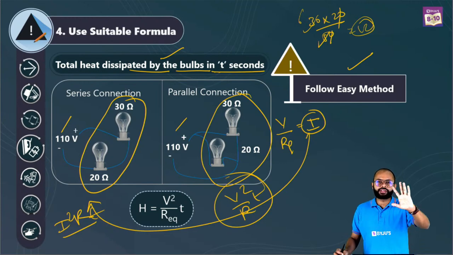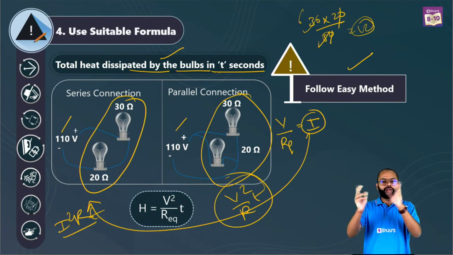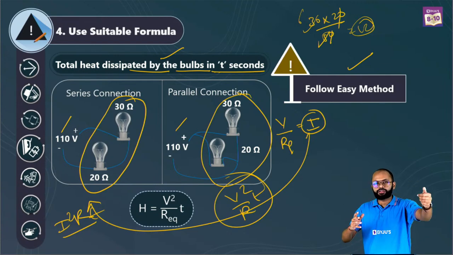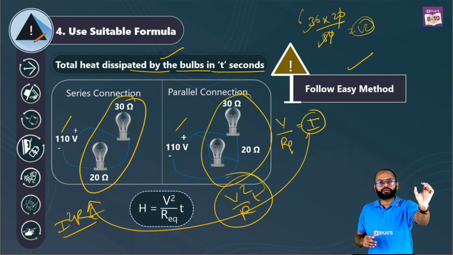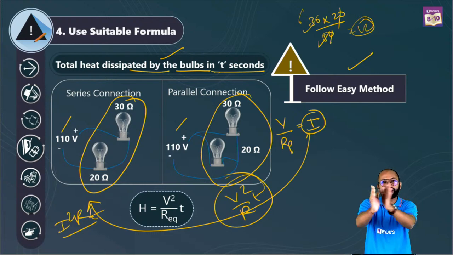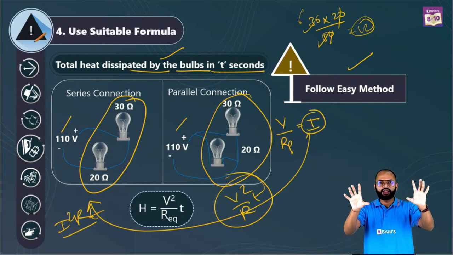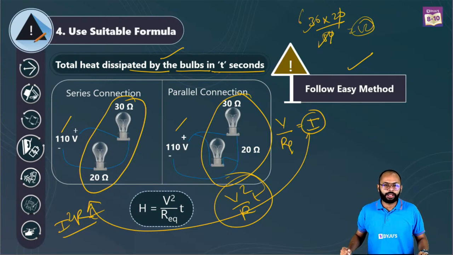So for both, you can use the same formula in this case. The only difference was that in the first one, you had to focus on one particular bulb. That's why I square R and V square upon R. In the second one, both the bulbs needed to be focused, and that's why the same formula will work. Okay? Got the idea? Right?